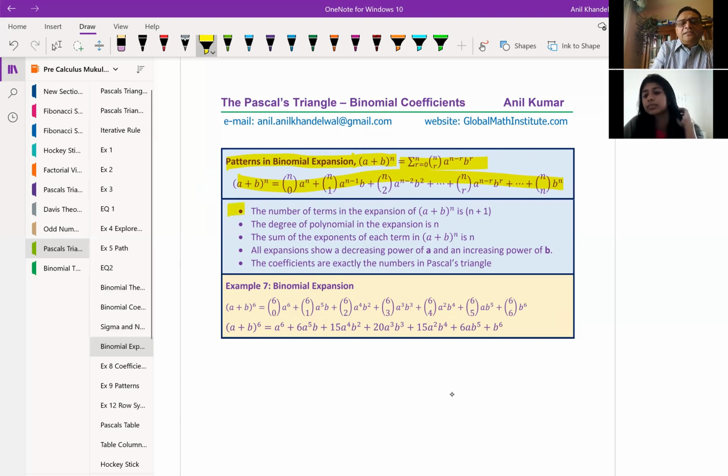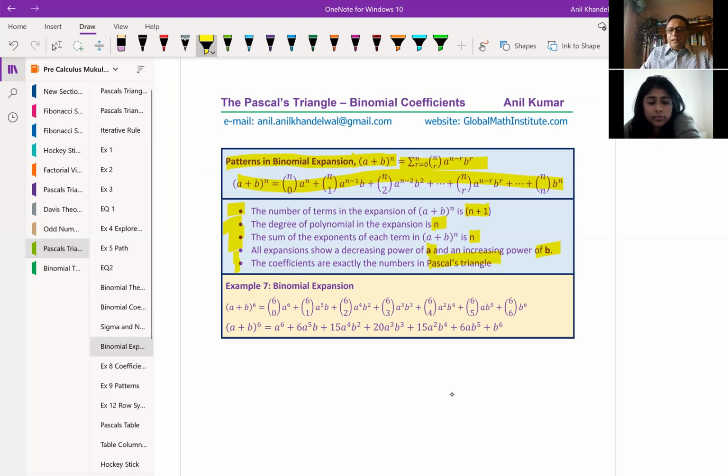Now, can you please read these bullets, which will give you something about the binomial expansion? Yes. So the number of terms in the expansion of (a + b)^n is n plus 1. Correct. The degree of the polynomial in the expansion is n. Correct. The sum of the exponents of each term in (a + b)^n is n. Correct. All expansions show a decreasing power of a and an increasing power of b. Correct. The coefficients are exactly the numbers in Pascal's triangle. Perfect. Now here's example number 7 for you.